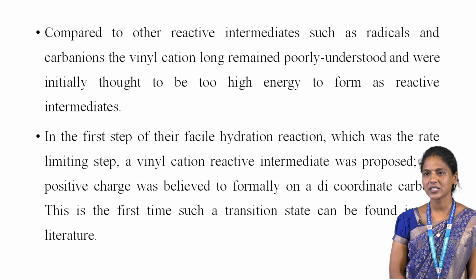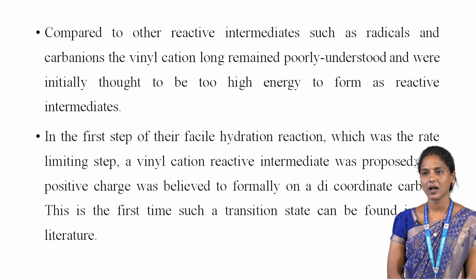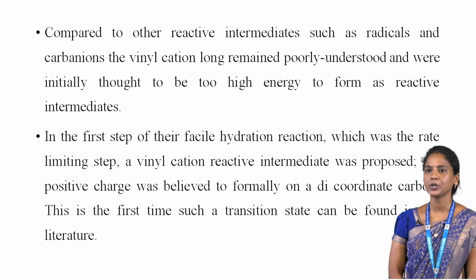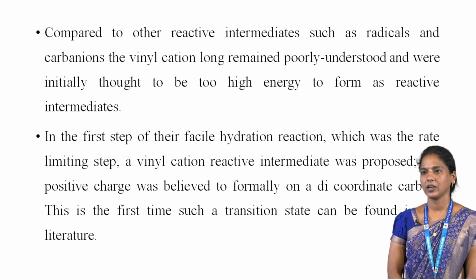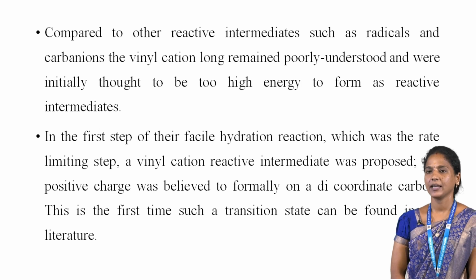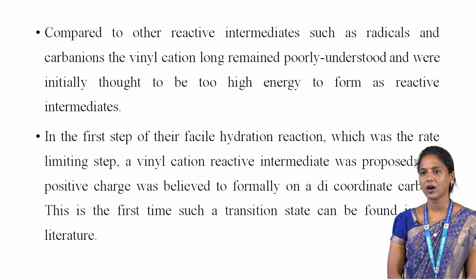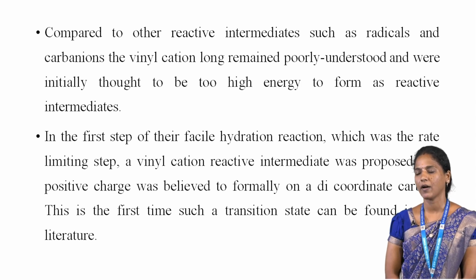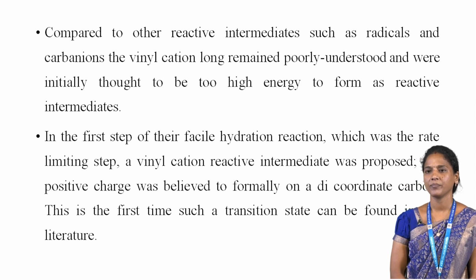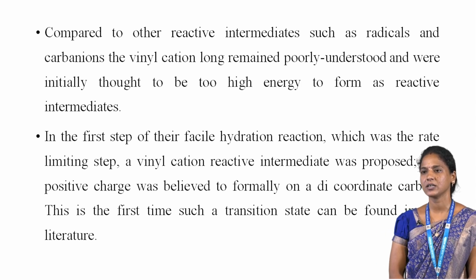Vinylic cations were first proposed in 1944 as a reactive intermediate for the acid-catalyzed hydrolysis of alkoxyacetylene to give alkyl acetate. In the first step, the facile hydration reaction, which was the rate-limiting step, a vinylic cation reactive intermediate was proposed. The positive charge was placed formally on the dicoordinate carbon. This is the first time such a transition state was found in the literature.